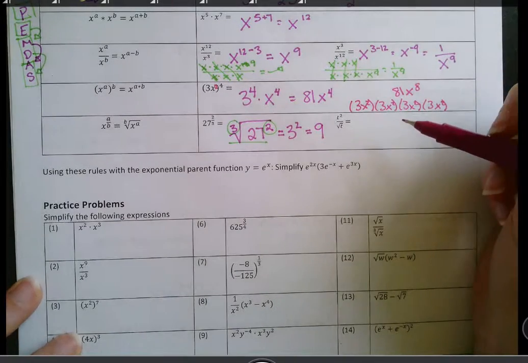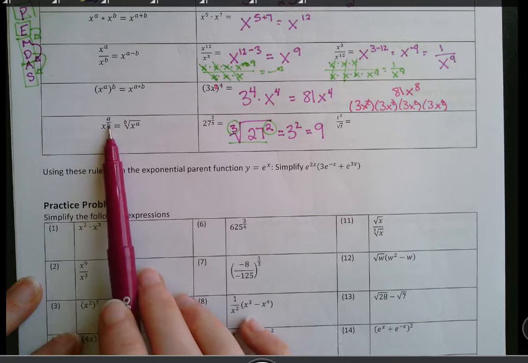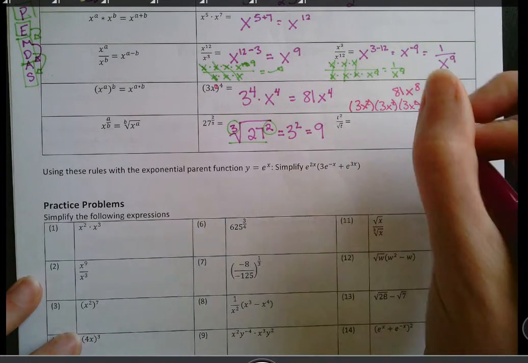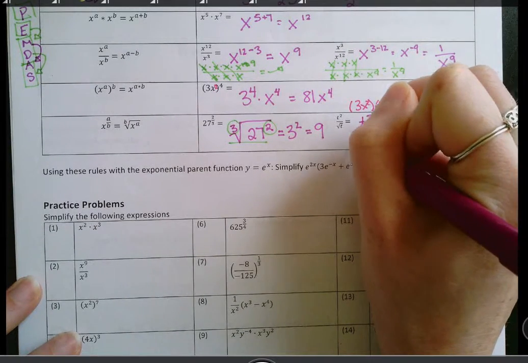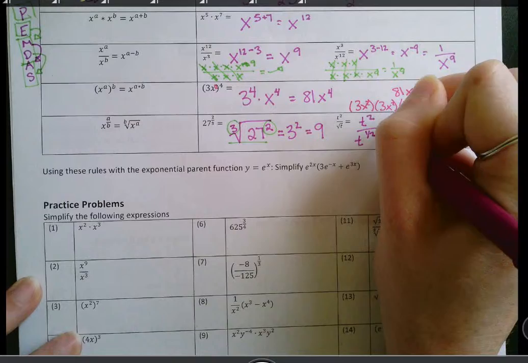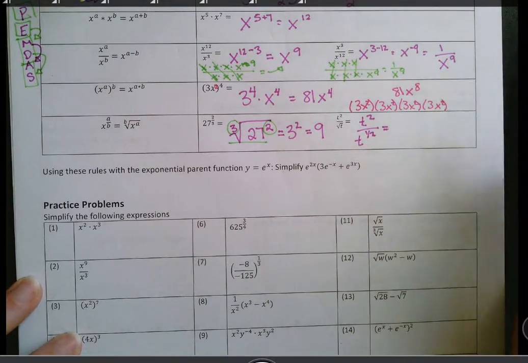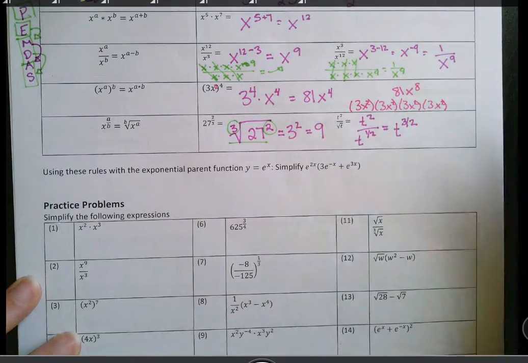Now over here, I can go that opposite way. If I'm at a radical, I can rewrite it as a rational exponent. So square root of t on the bottom here, I'm going to rewrite that. So this is really a t squared over a t to the 1/2. Now I'm at my division rule. I should subtract. 2 minus 1/2, well, that gives me a 3/2.